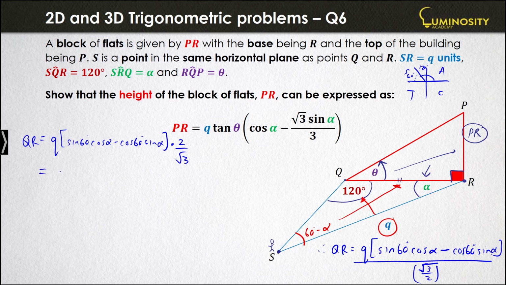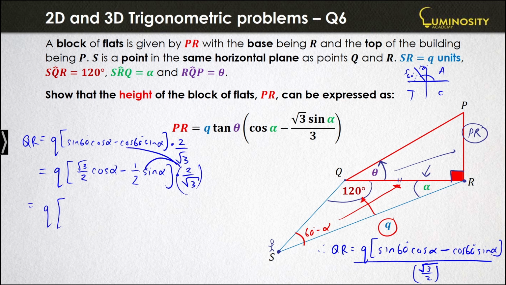Okay, so that's going to be Q times sine of 60, that's root 3 over 2 by special angles, cos alpha minus cos of 60, that's half by special angles, times sine alpha, and all of that's being multiplied by 2 over root 3. Okay, so I'm going to leave the Q as it is, and I'm going to multiply this 2 over root 3 into these two expressions.